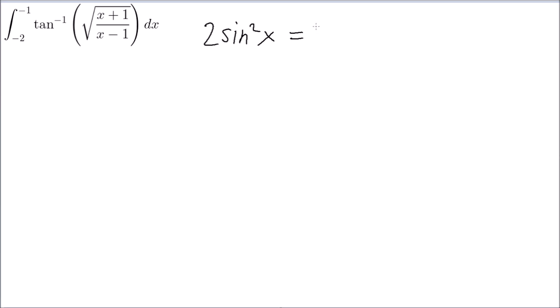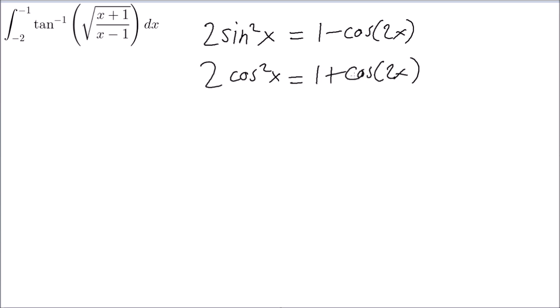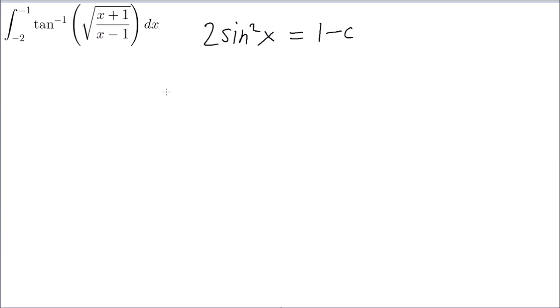Then this would be 1. So 1 minus cosine 2x, so then that means it would be 1 minus cosine 2x, right? And then 2 cosine square of x is equal to 1 plus cosine 2x. So what I'm doing here is, what if I let, oh no, this is x minus 1, not 1 minus x. Oof, okay. So no trig sub, maybe.